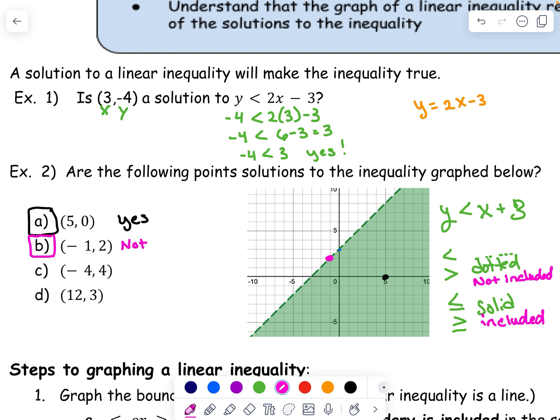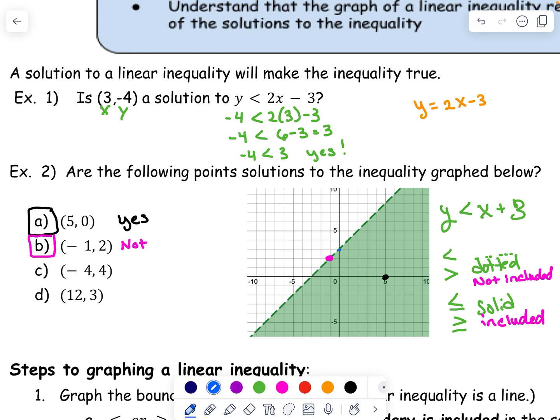Now, if we went to our inequality and plugged our -1 and our 2 in, we would have 2 is less than -1 plus 3. Well, 2 is not less than 2. Do you see? We would have needed that equal sign in order to have that be true. So in this case, we have the dotted line, so this is not true, or not a solution.